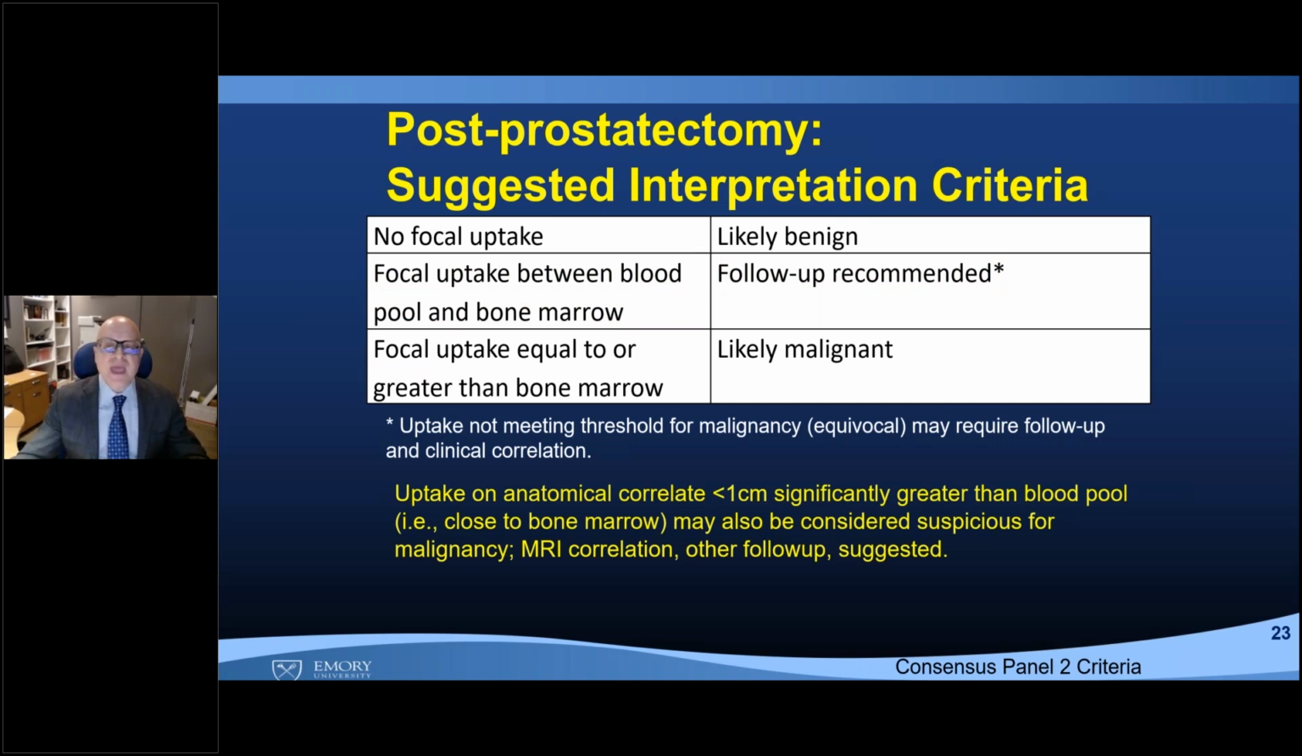Now, if you have a very small lesion, less than a centimeter, then you may want to ratchet down your threshold. You can say, well, it's significantly greater than blood pool, and if it's getting close to marrow but not quite reaching it, you also may want to call it suspicious or malignant. And MR is very helpful here.